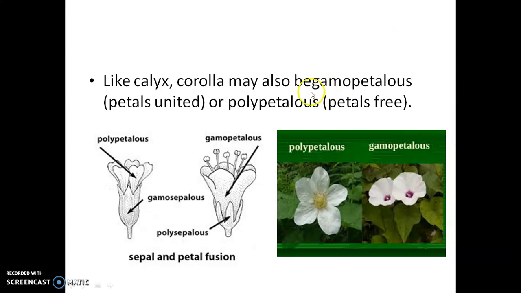Like calyx, corolla may also be gamopetalous, that means petals are united. See, this is gamopetalous, and polypetalous, petals are free. The same diagram. While explaining gamosepalous and polysepalous, like that, if the petals are free, we can call it polypetalous, and if they are united, we can call it gamopetalous. Clear? See, observe this diagram of natural flowers. We can collect the individual petals from this because all the petals are free, but here they are united.